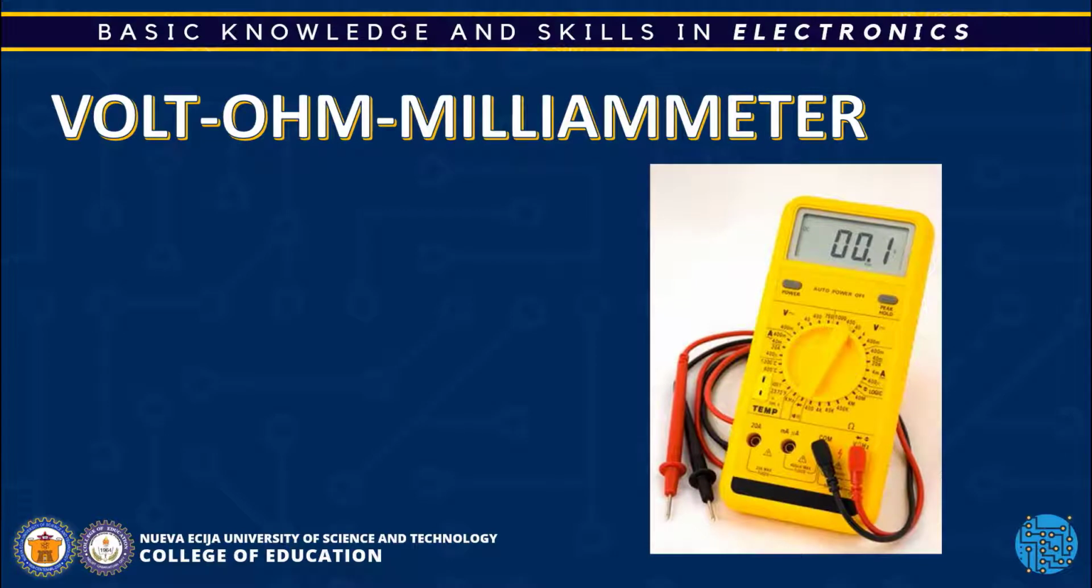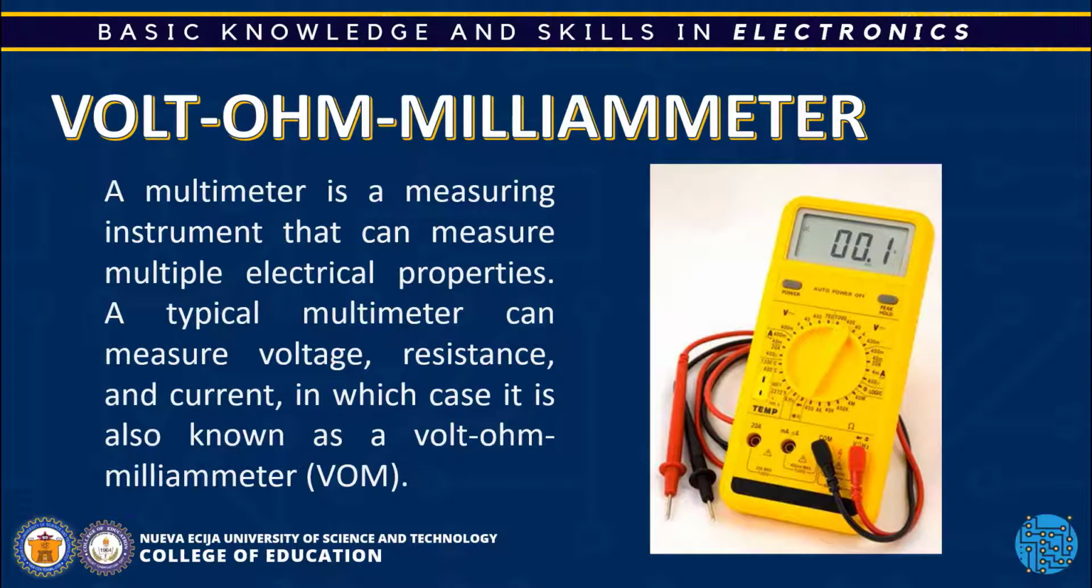Next is volt-ohm millimeter. A multimeter is a measuring instrument that can measure multiple electrical properties. A typical multimeter can measure voltage, resistance, and current, in which case it is also known as volt-ohm-millimeter. It is useful for testing appliances because it is used while the power is turned off, so there's no danger of electrical shock. It provides more precise information than the continuity tester and therefore is preferable for testing many components.